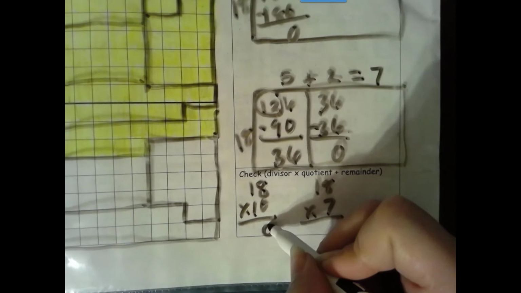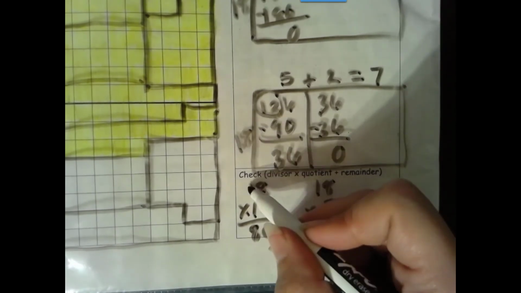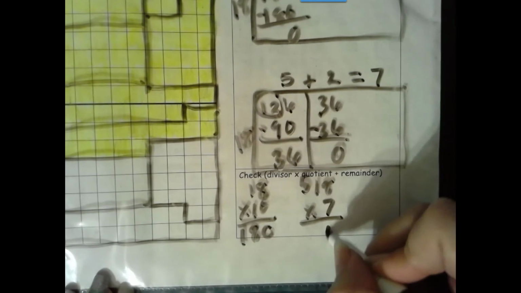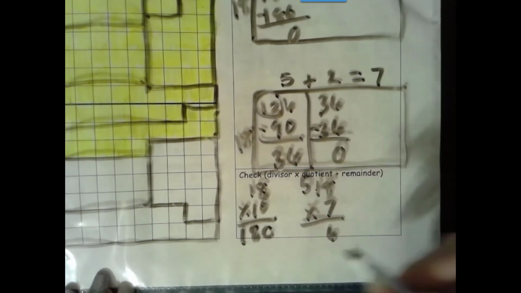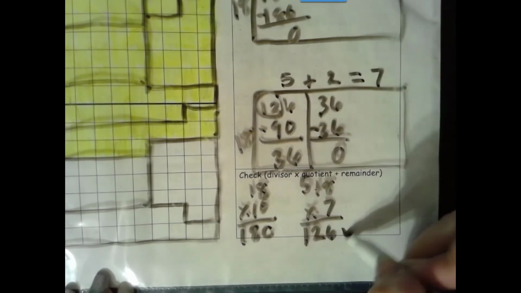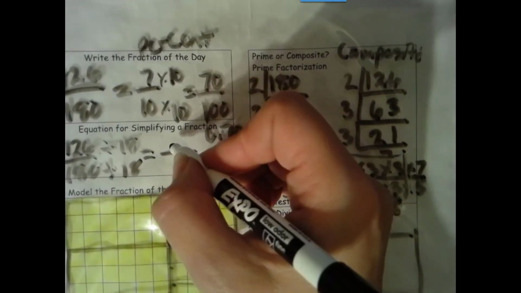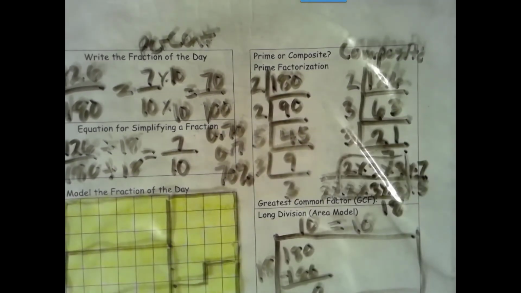Placeholder moves it over a place, and so the 8 goes to the tens place, and the 10 goes to the hundreds place. 7 groups of 8 is 56. 7 groups of 10 is 70, plus 7 tens plus 5 more tens is 12 tens. 126, that matches our dividend, so it checks. 180, that matches our dividend, so it checks. So our numerator's definitely 7, and our denominator's definitely 10.